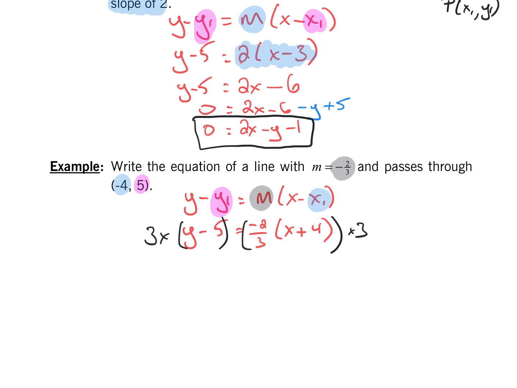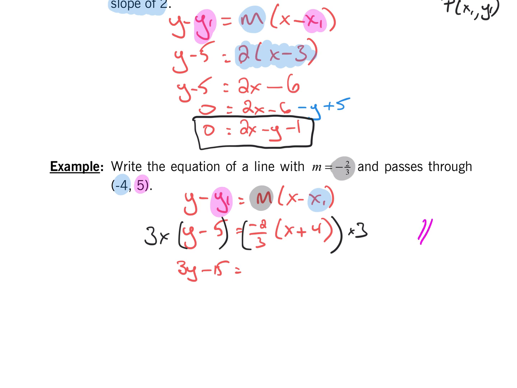Now, we're going to go ahead and expand the left side. We'll take 3 and multiply it by y, and then 3 times negative 5. So 3 times y is 3y. 3 times negative 5 is minus 15. Now, what we end up getting on the right side is a little bit of magic. So let me show you.